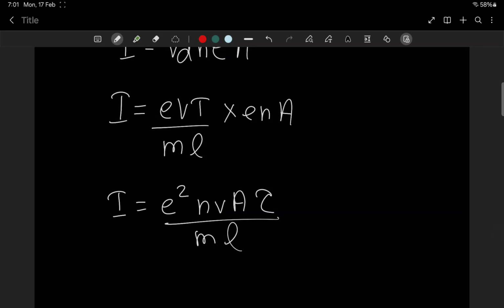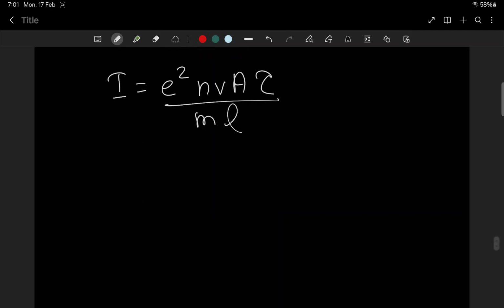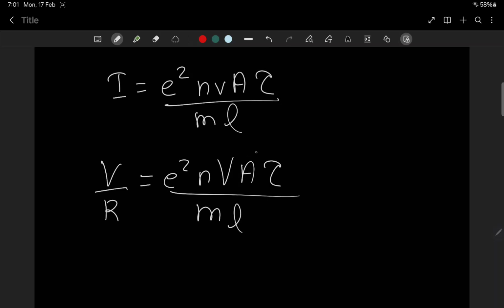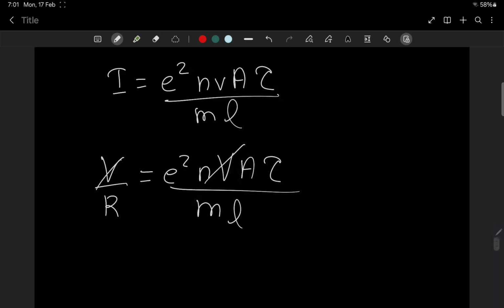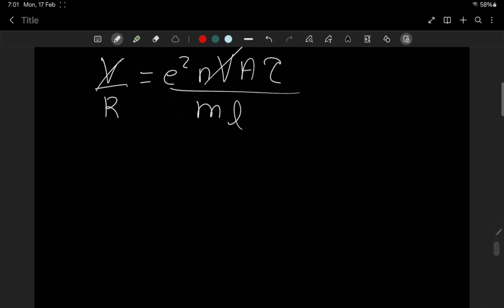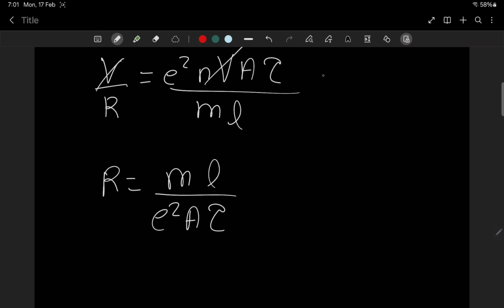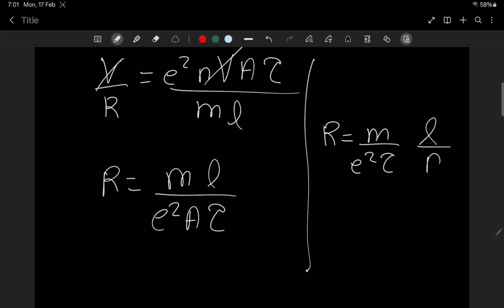Perfect. Now I want to write I = V by R. So V by R = e squared nVAτ, where tau is the relaxation time, by mL. V cancels. Therefore R = mL by e squared Aτ n. I can write this as R = m by e squared τn into L by A. Look, this part is a constant.